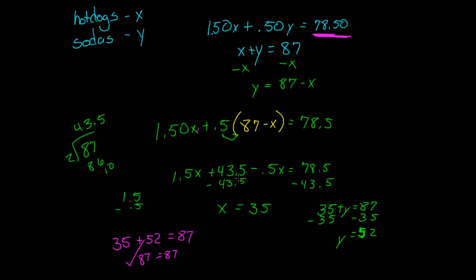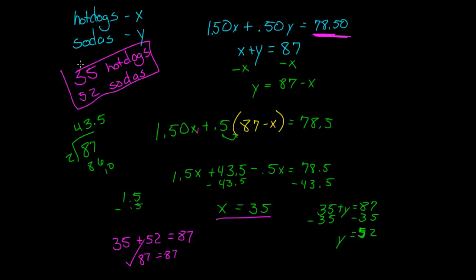Now that we have that, the last thing we need to say is that we know our x is equal to 35. So our original question was how many hot dogs were sold? We have 35 hot dogs that were sold, and we have 52 sodas. That is our final answer to this question of how many hot dogs and how many sodas were sold.